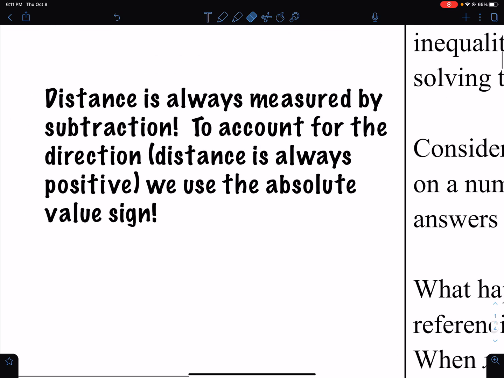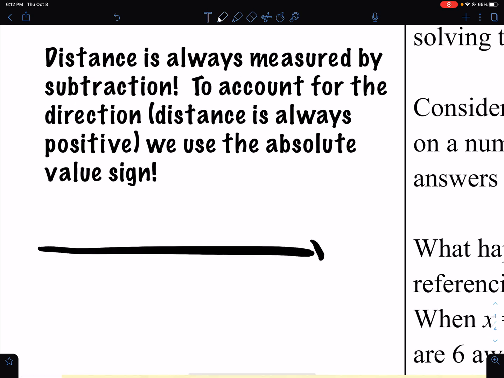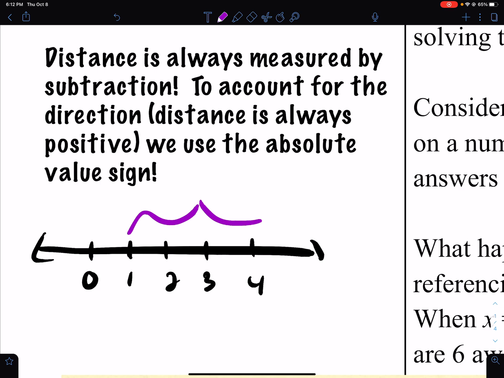On a number line, distance is always measured by subtraction. So for instance, if I draw a quick number line, here's 0, 1, 2, 3, and 4. There is absolutely no argument that the distance between 1 and 4 is 3 units, right? So 4 minus 1 is equal to 3. But it shouldn't matter the order in which we subtract. The distance between two numbers should always be the same. And we know that distance can never be negative.